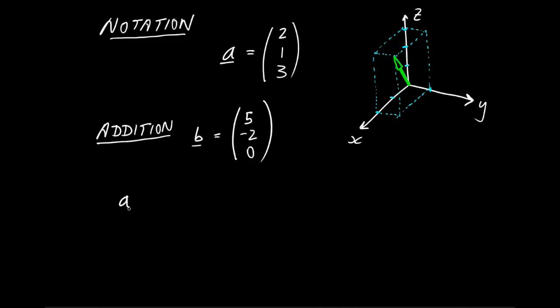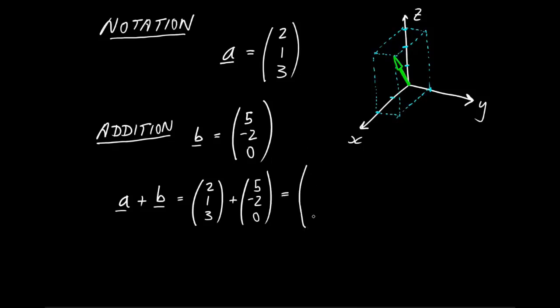I simply want to add a underline plus b underline. What does that mean? Let's just substitute in 2, 1, 3, add it on to 5, minus 2, 0. Now what we do is we simply add the first component of vector A to the first component of vector B, and so on down the list. Very, very simple. So we're adding 2 plus 5. We're going to add 1 plus minus 2 and 3 plus 0. And we just tidy that up. So that's going to be 7, minus 1 and 3.